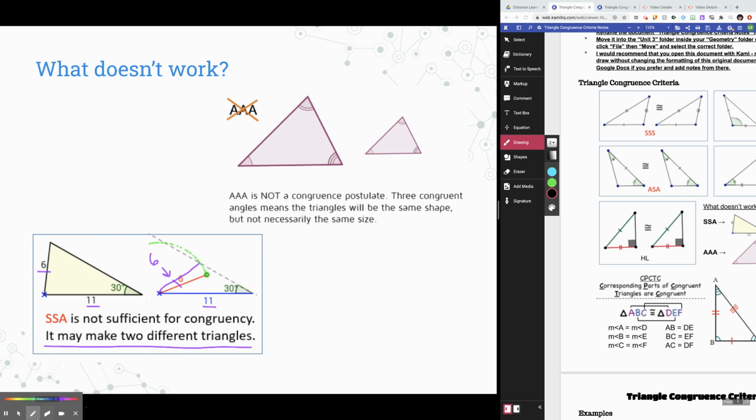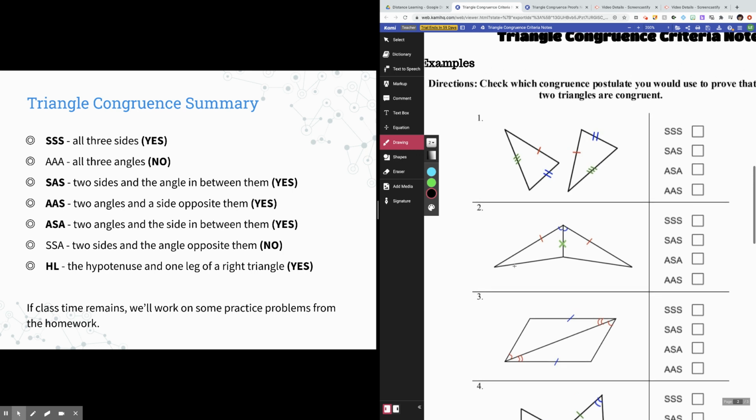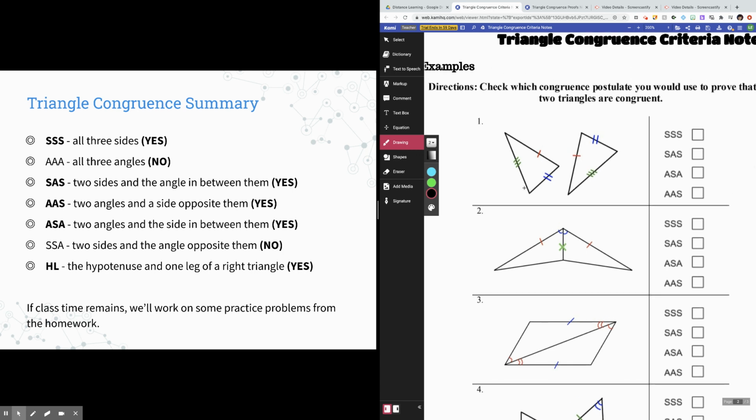Okay, so again, give me a second. I gotta reset my screen, and I'm gonna do some examples for you with identifying these triangle congruence criteria. All right, folks, so here are some examples for you. I have a couple of triangle diagrams here, and we are going to mark which triangle congruence criteria would apply to these diagrams, okay?